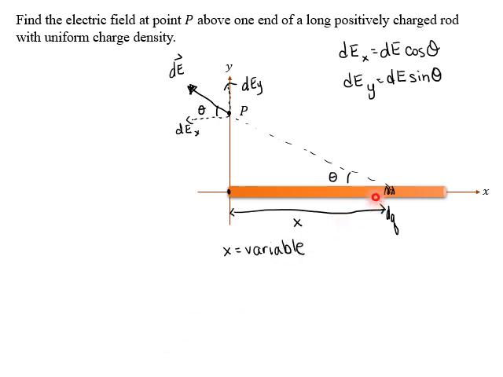Because if we pick our dq at different places, it will have different values of x. Y is our vertical distance from the rod to our point, and no matter where we pick our dq, we would have the same vertical distance. That means y is a constant.